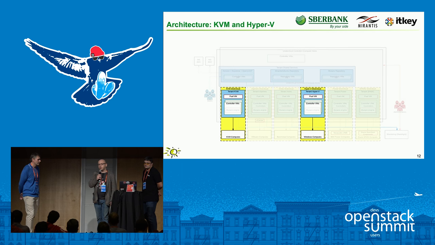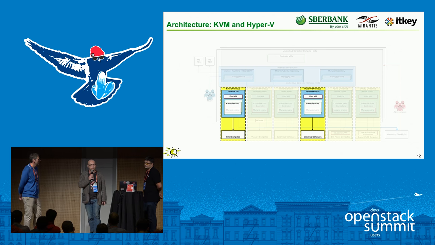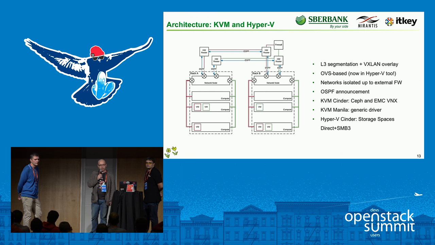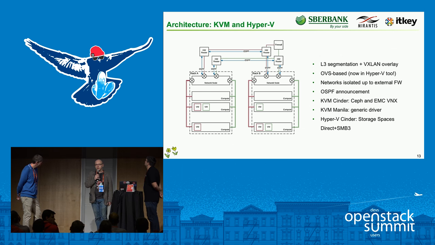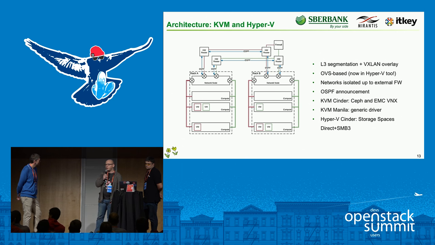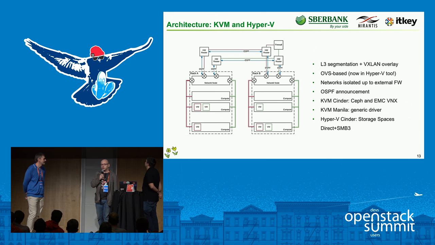The most widely adopted platform for OpenStack is obviously KVM. We also realized that the Hyper-V architecture for OpenStack integration looks quite similar, so we designed it quite the same way. In the Sberbank network, each rack is isolated into a separate layer 3 segment, and this boundary influenced the networking design for all the regions here. Both for KVM and Hyper-V, networking is based on Open vSwitch and overlay VXLAN networks, which are announced externally using the OSPF protocol.